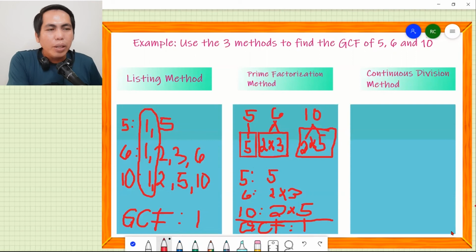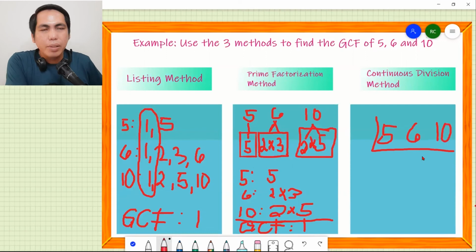Let's proceed to the continuous division method. So we will be using the inverted division sign, and we will put the numbers 5, 6, and 10 inside the symbol. Now we have to think of a prime number that we can use as divisor for 5, 6, and 10. If we are going to use 2, we can only use 2 as divisor for 6 and 10. If we are also going to use 5 as a common divisor, we can only use 5 to divide 5 and 10.